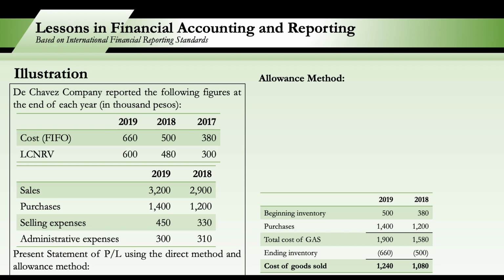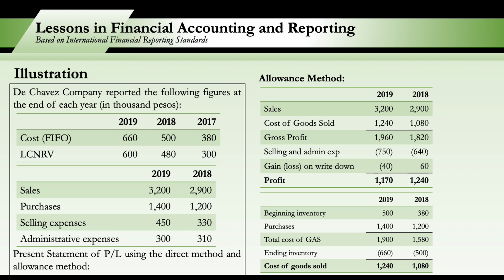And then in 2019, our cost of beginning inventory is 500,000, add the purchases for the year, which is 1,400,000. Therefore, our total cost of goods available for sale is 1,900,000. And then we deduct our ending inventory, which is also at cost of 660,000, and therefore our cost of goods sold is 1,240,000.